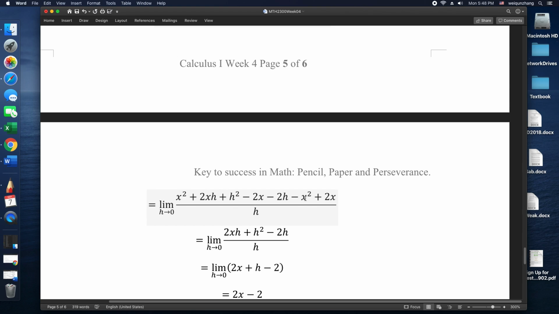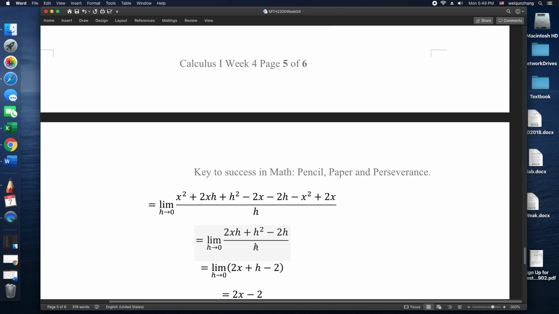X squared minus x squared, they cancel. And also I think there's minus 2x plus 2x, they cancel. So there are 3 terms left for the numerator: 2xh plus h squared minus 2h. I hope you see h is a common factor for the numerator, right? Which means that h can be cancelled by the denominator h. So I'm still having 3 terms left, 2x plus h minus 2.